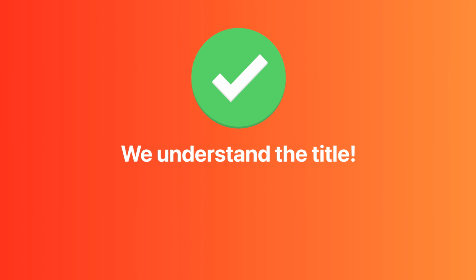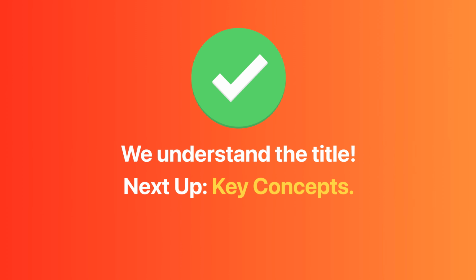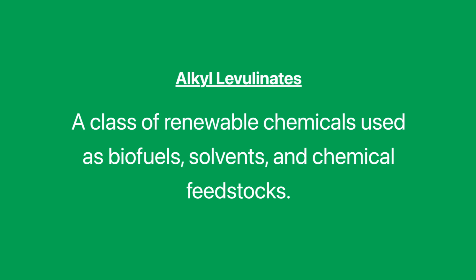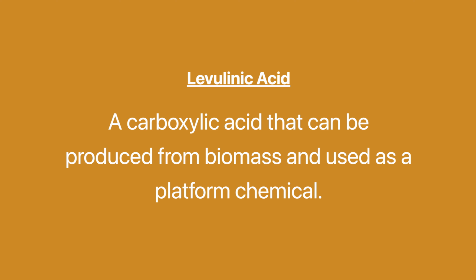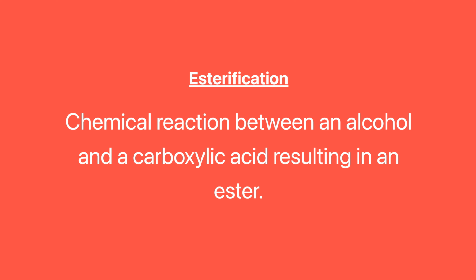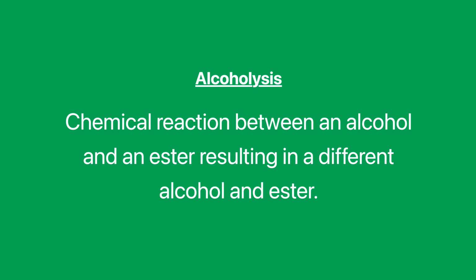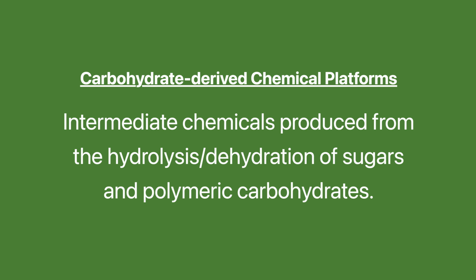Now we understand the title, which is a good start, but before we can break down the full paper, we'll need to catch up on some terminology, jargon, background information and context. Specifically, there are some key concepts you'll need to be familiar with. Let's define them now. Alkyl levulinates: a class of renewable chemicals used as biofuels, solvents, and chemical feedstocks. Levulinic acid: a carboxylic acid that can be produced from biomass and used as a platform chemical. Esterification: a chemical reaction between an alcohol and a carboxylic acid resulting in an ester. Alcoholysis: a chemical reaction between an alcohol and an ester resulting in a different alcohol and ester.